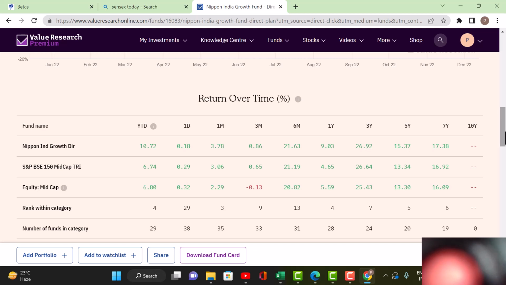Look at the 5-year return, 13%. Look at the 1-year return. The mid cap has given you only 4%, whereas this fund has given you 9%. So as your time horizon shortens, there is a lot of volatility. Chances are that you may not get that return. Like in 1 year, the return is not that much, but it is still beating.